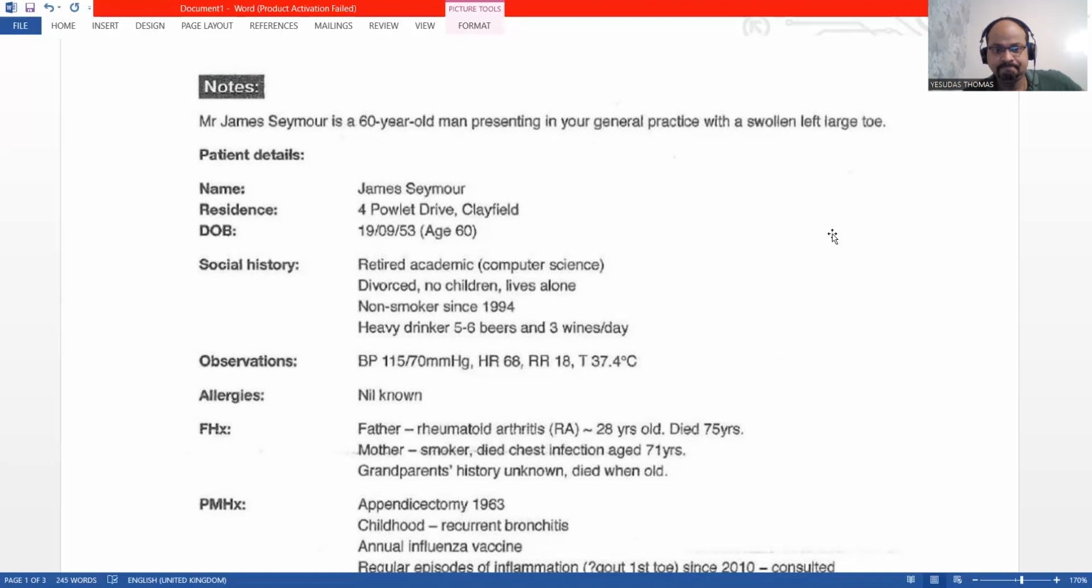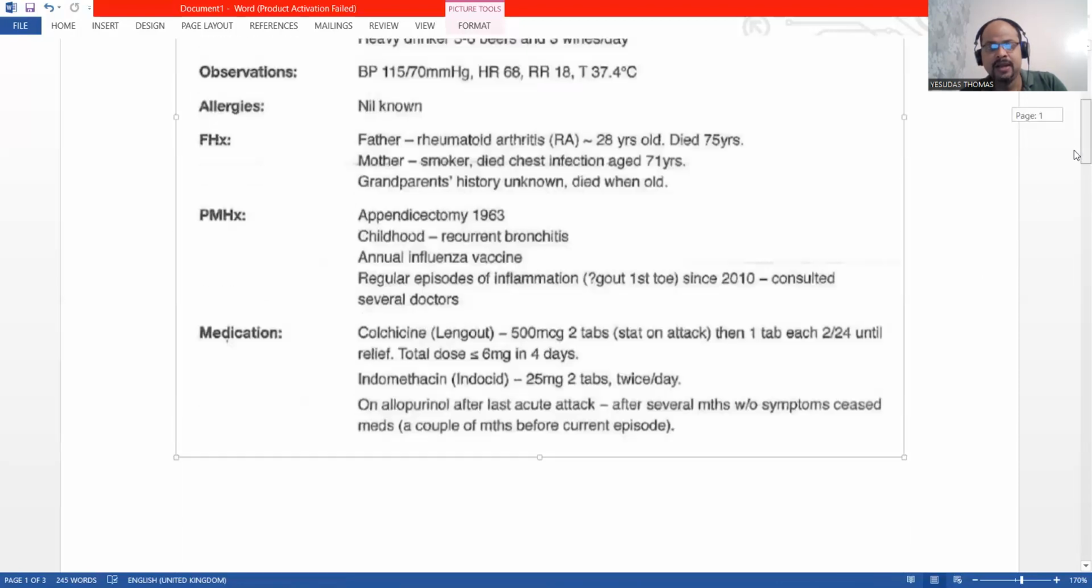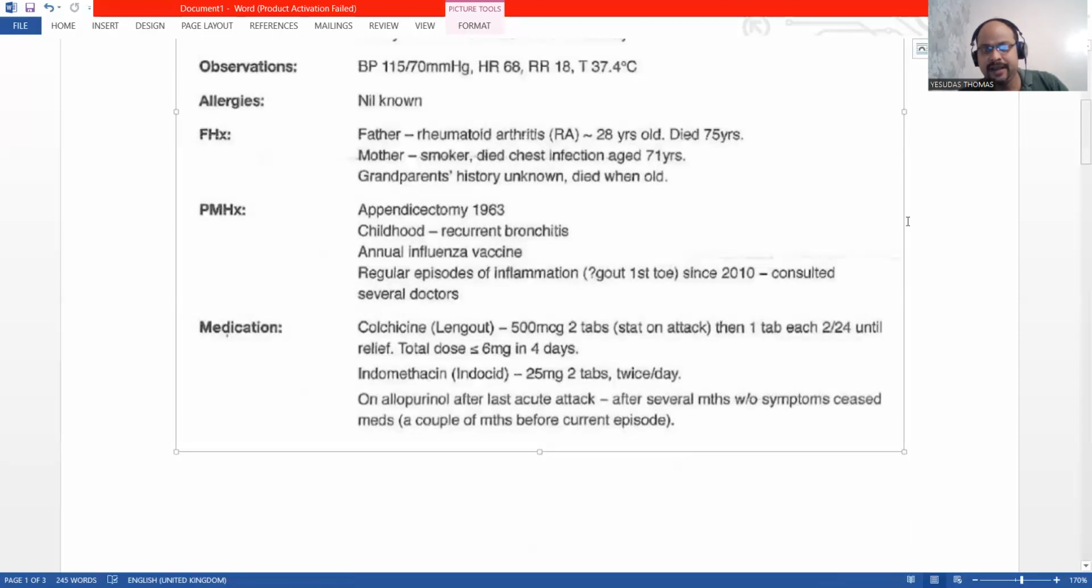Now we have observations, all are normal here. Allergies, nil, none here. The past medical history, no, the family history, we have something very important here. His father died at the age of 75, and he had rheumatoid arthritis. I think he had a history of rheumatoid arthritis. Other family history is not relevant there.